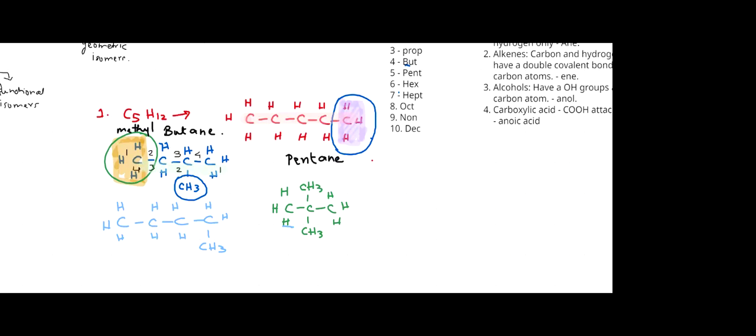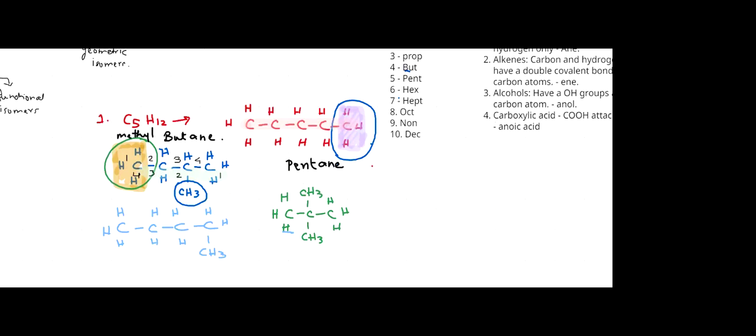Okay, so if I number the carbon atoms from the left hand side, we get carbon atom number 3. If I number it from the right hand side, we get carbon atom number 2. We always choose the smallest number. So in this case, I will choose number 2. So I will write down 2-methyl butane.